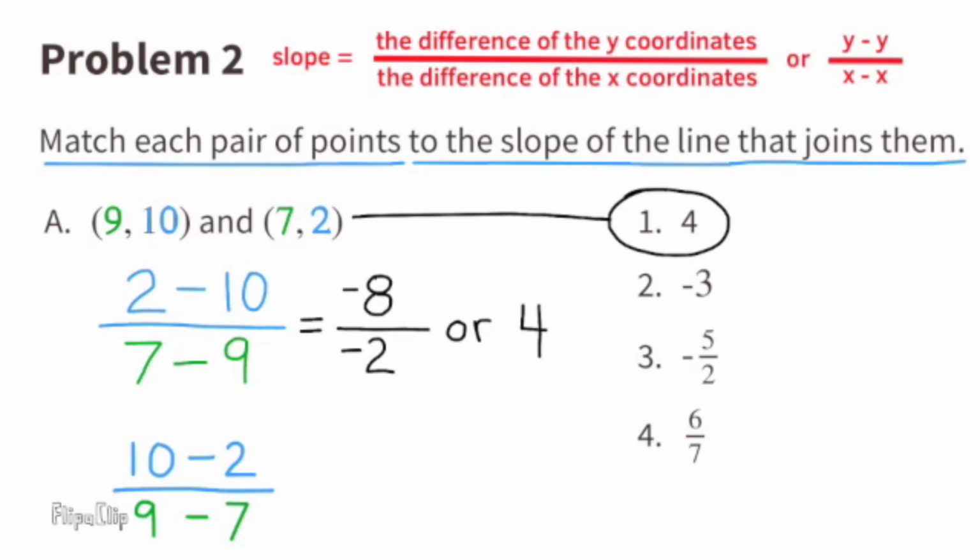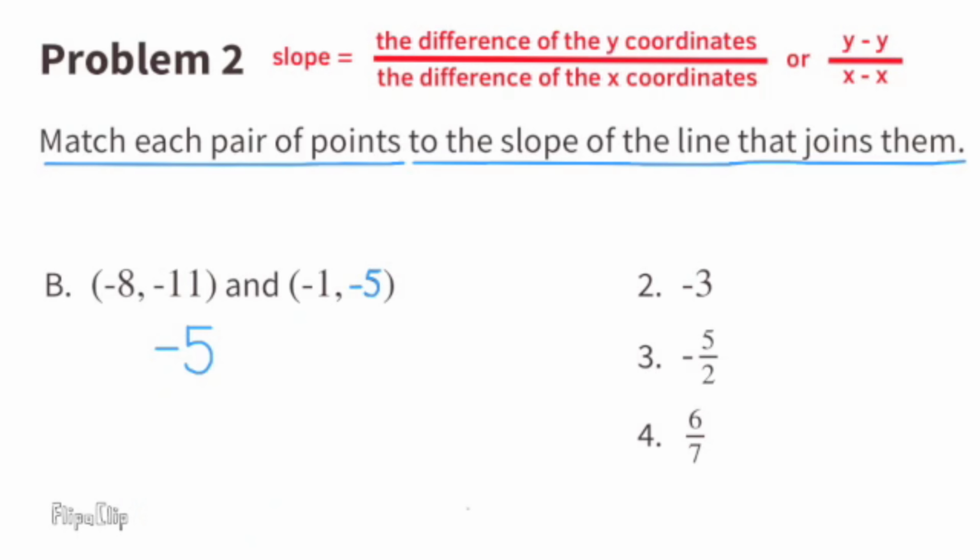I also could have done it this way. The difference of the y values 10 minus 2 over the difference of the x values 9 minus 7. 10 minus 2 is 8, and 9 minus 7 is 2. 8 divided by 2 is 4. The slope of the line that matches this pair of points is 4.